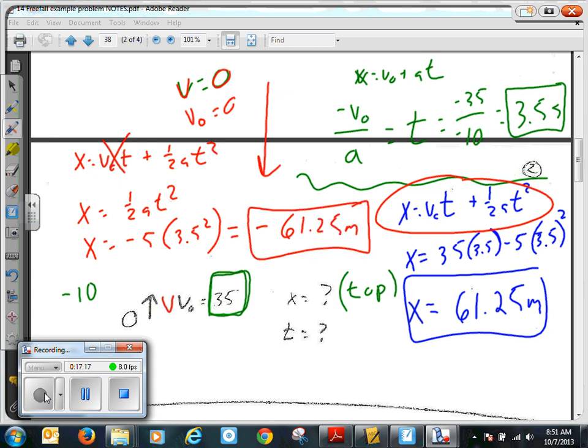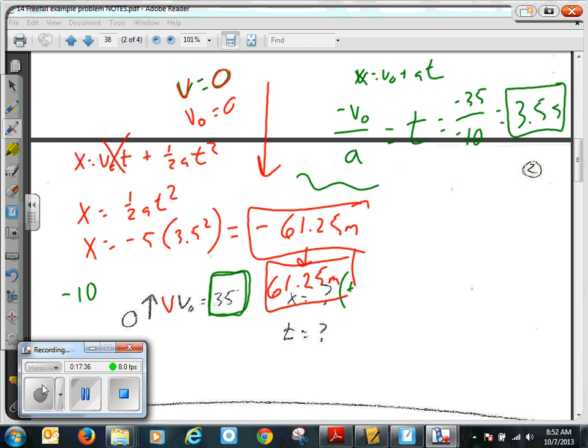Same number, opposite direction, but remember what I did. I flipped everything upside down, right? So if I'm going to do something like this, I have to remember that, hey, I got to turn that back on its head the way it should be. 61.25 meters. Okay? Any questions on that?